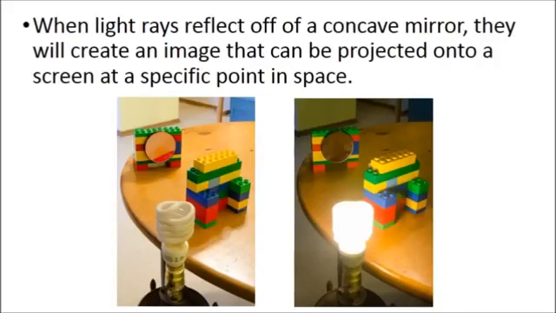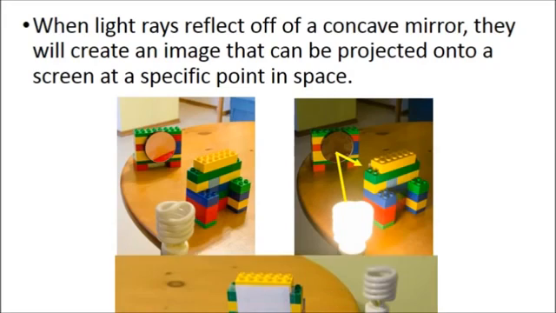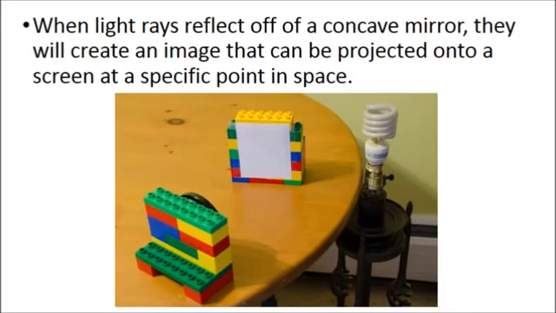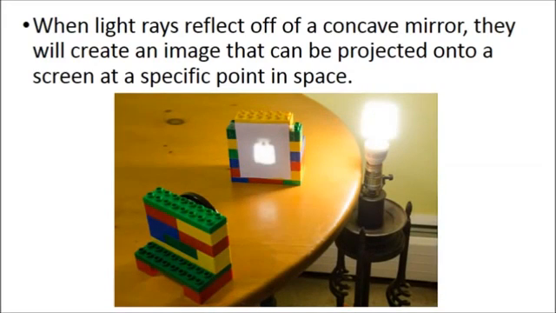When light rays reflect off a concave mirror, they will create an image that can be projected onto a screen at a specific point in space. So what I've done here is I've made a little setup. I've got a tiny little concave mirror, or a makeup mirror, and I've attached it to some Lego Duplo, and I've angled it in such a way that the light should bounce off that mirror and then hit another pile of Lego where I've put a piece of paper as a screen. So what happens when you turn on the light is you get an upside down image of that light bulb. Pretty cool.